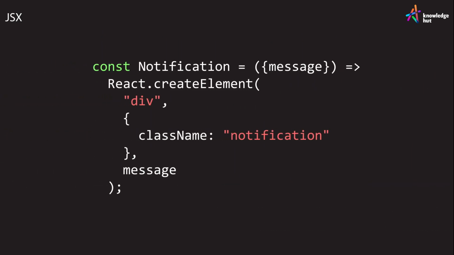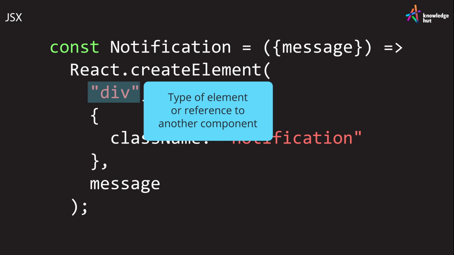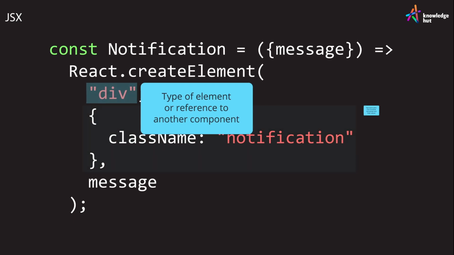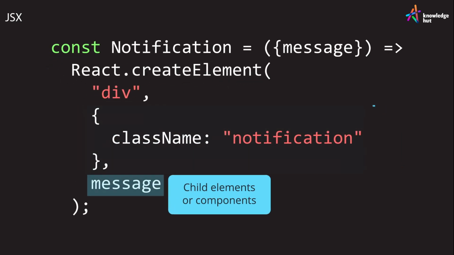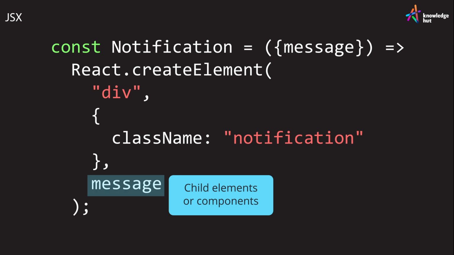The createElement function takes in 3 arguments. The first is the type of element or the reference to a component. The second argument is an object where key value pairs translate to props and their values. The final argument is for child components or content that needs to go between the opening and closing tags of an element or a component.